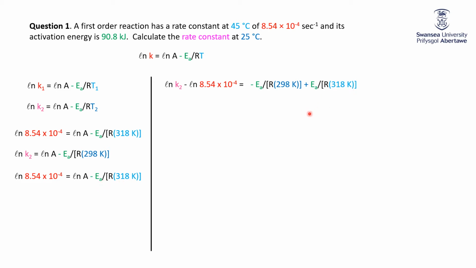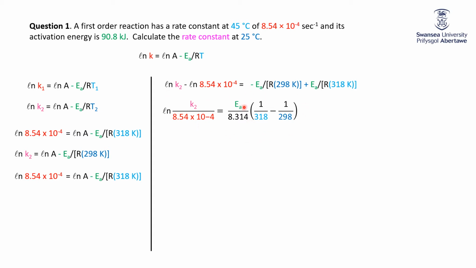Now, putting this together a little bit, anytime you got log of a log, you know that it's the quotient. So that becomes log of K2 over 8.54 times 10 to the minus 4. And on this side, I'm pulling out the EA over R right there. I'm actually going to pull out plus EA over R. So that will leave me with minus 1 over 298. That's the minus 1 over 298. And over here, plus 1 over 318. That's the plus 1 over 318. Make sure you're happy with what I've done there.